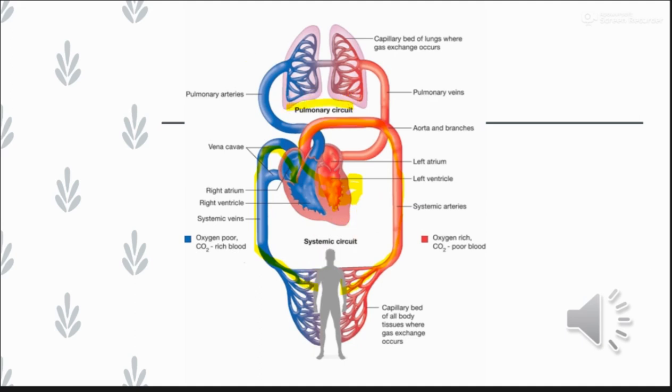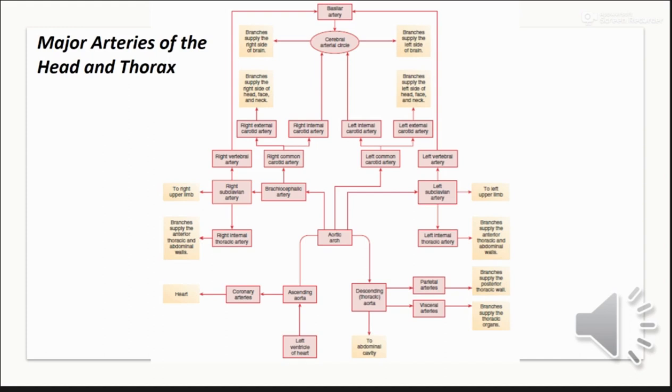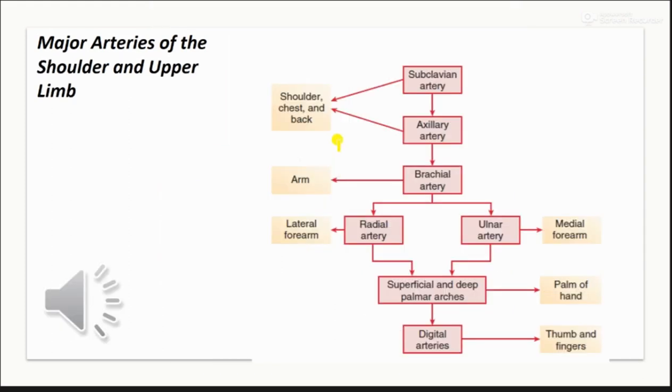Okay, so let's go to the major arteries of the head and thorax. You just have to review this one. I don't need to mention it one by one. It's just the flow of the blood to the body, of course, from our heart. So this is our heart, the aorta, and then the branches. Okay, so these are the arteries of the shoulder and upper limb.